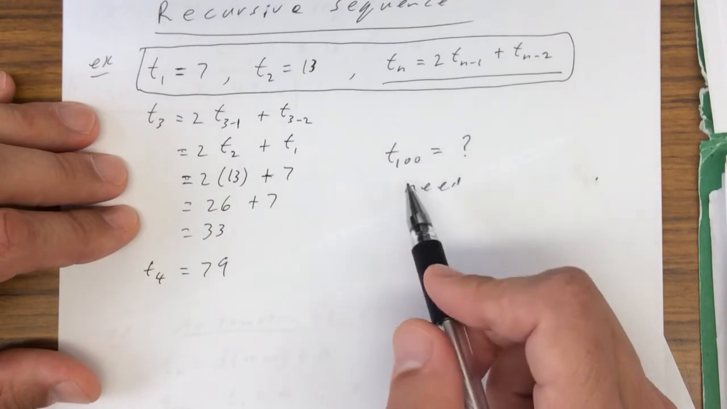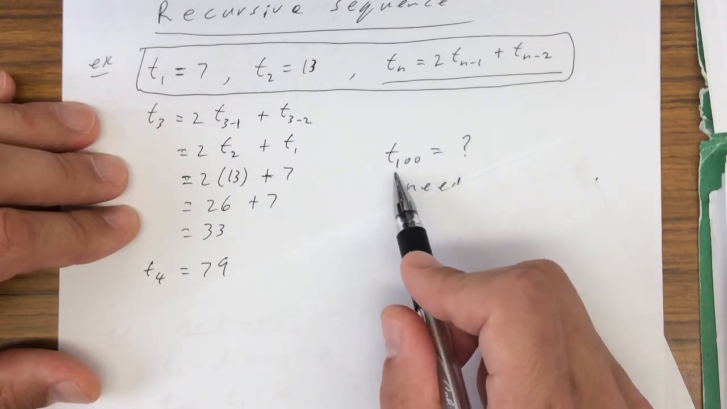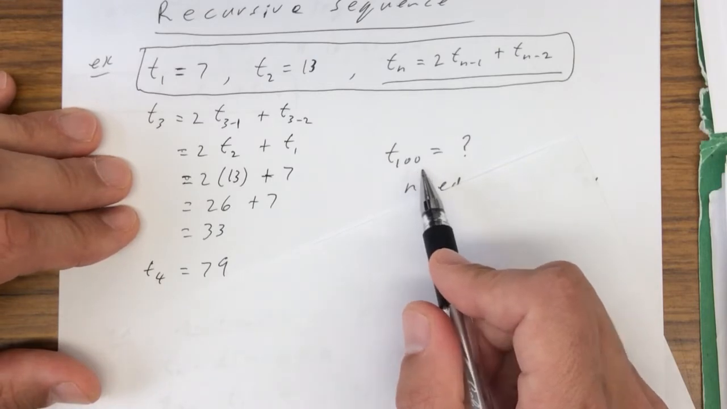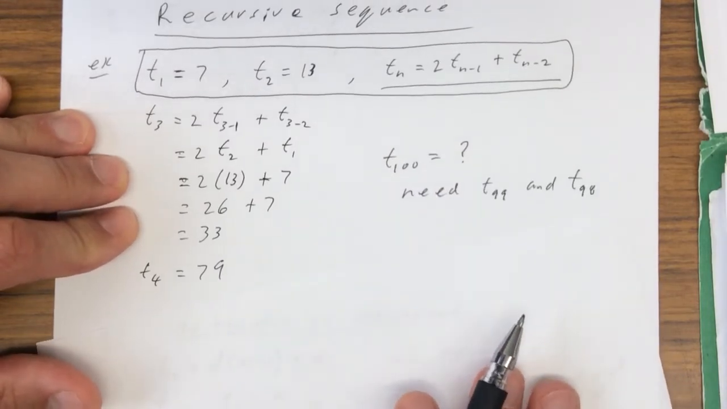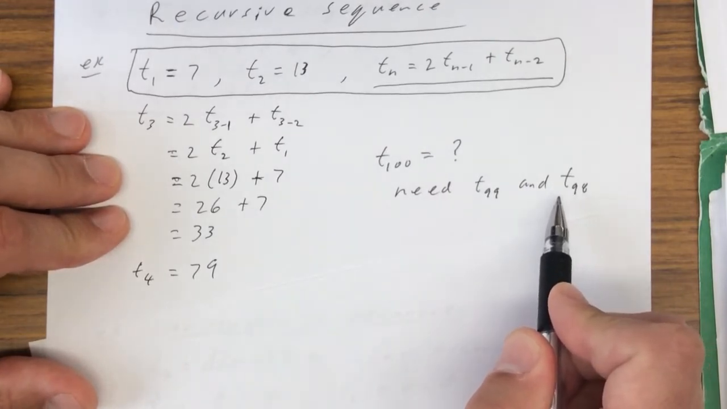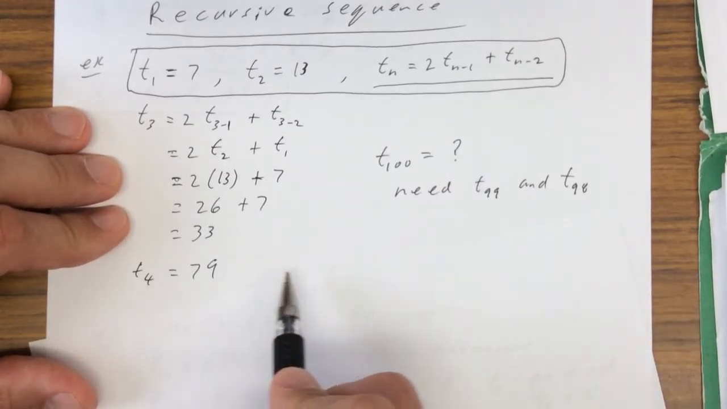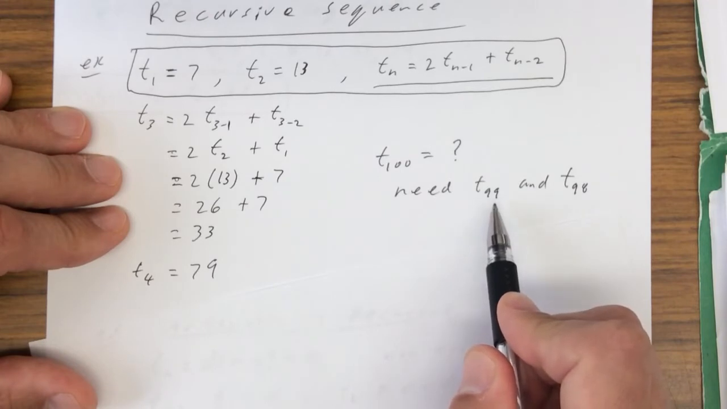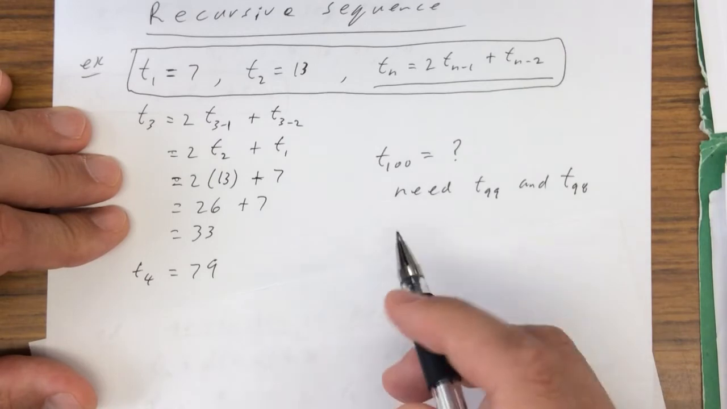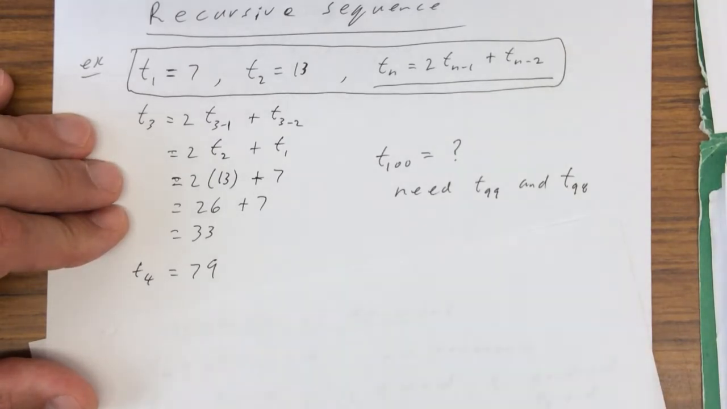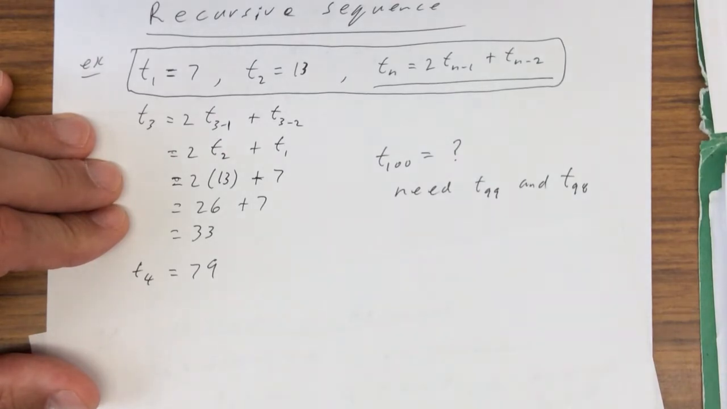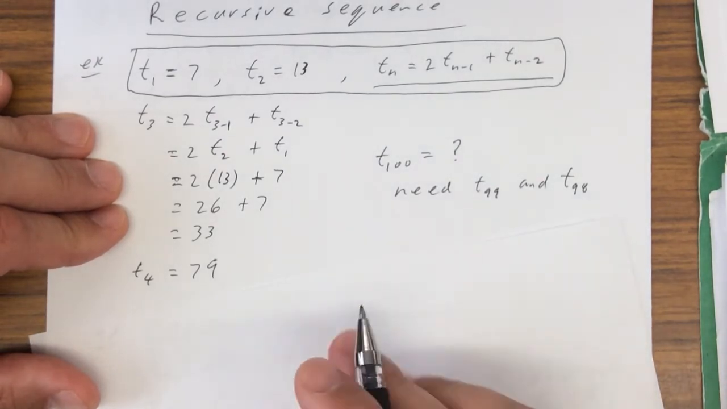Okay, so this is where it's inconvenient. If you wanted to find term 100, that's not very convenient because you need to know term 99 and term 98. And in order to do that, you have to calculate them all the way up. So you can't skip any until you get 99 and 98, and then you can calculate term 100. Whereas before, without the recursive definition, you could just have a formula, sub in 100, and calculate the term.